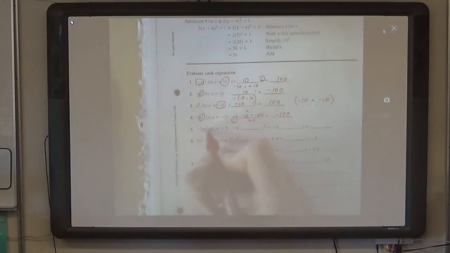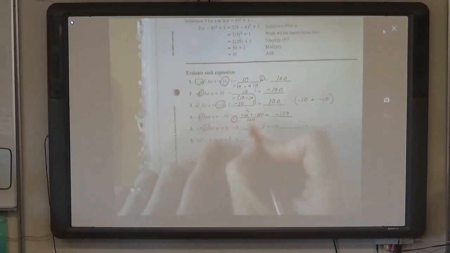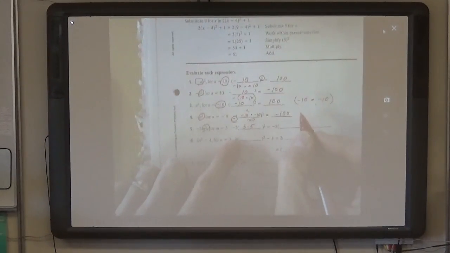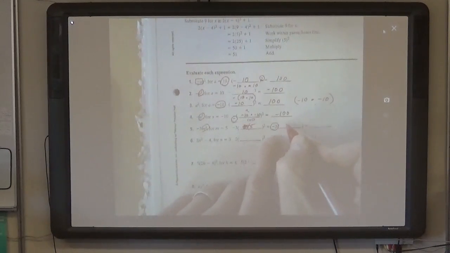Now, the m is being squared, so you have to square the m. 5 times 5. I'm sorry, put the 5 there. Then on this one, you do 5 times 5, which is negative 3 times 25, which is negative 75.